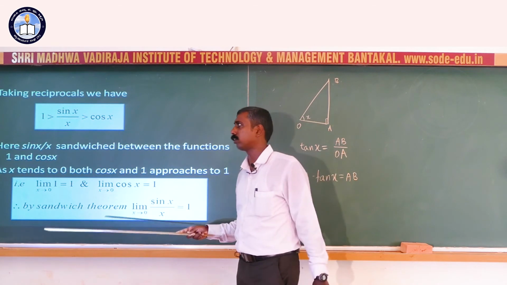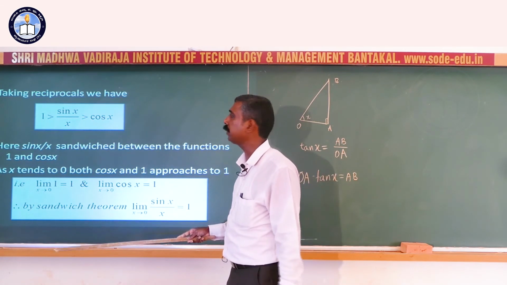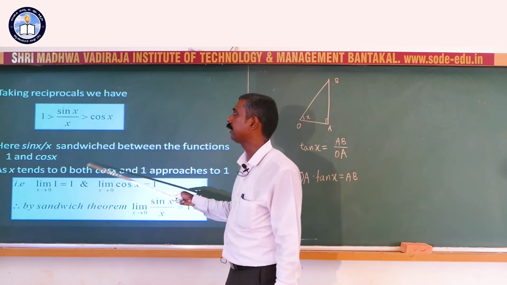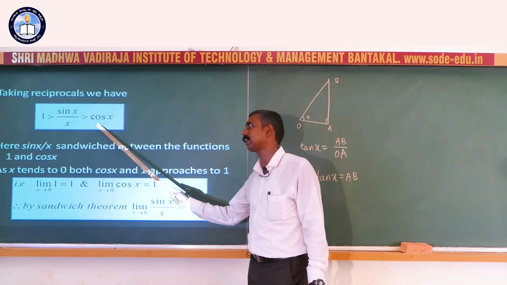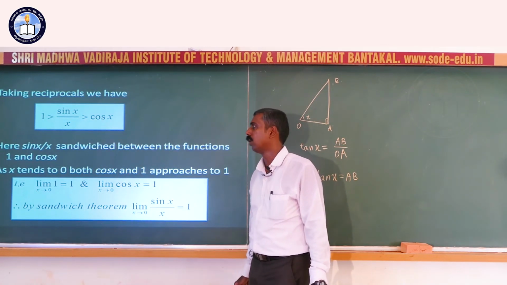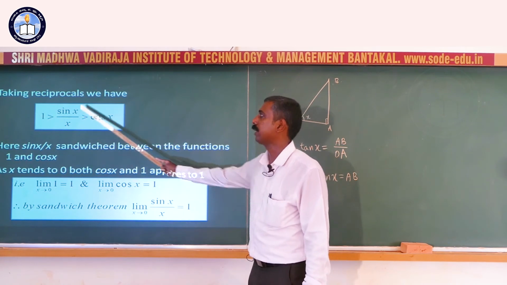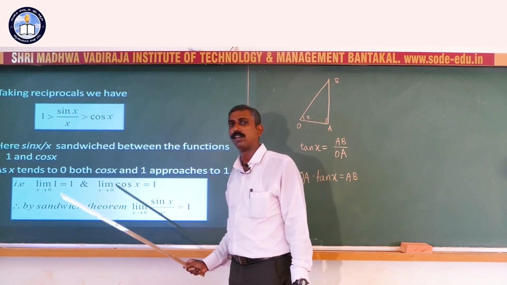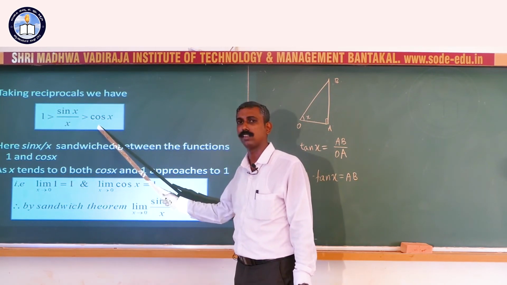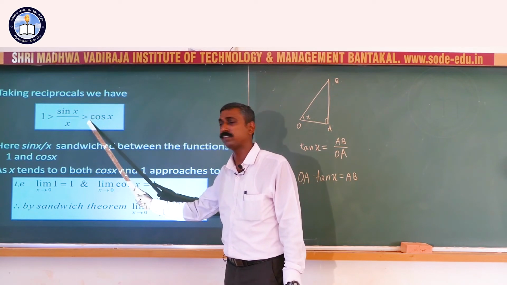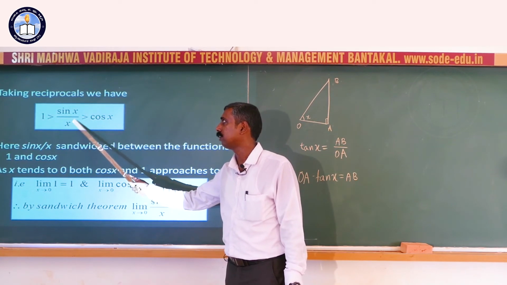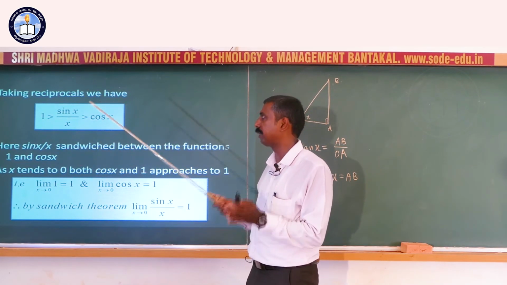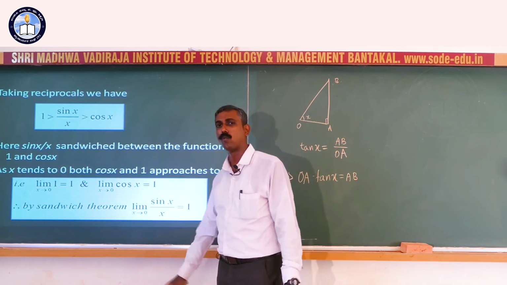Now you take the reciprocal. When you take the reciprocal, the inequality reverses. So it was 1 less than, it becomes 1 greater than sin x by x, which is greater than cos x. Hence, sin x by x is a sandwich between cos x and 1. What we can see here is that cos x and 1 sandwich sin x by x, so sin x by x is in between cos x and 1.